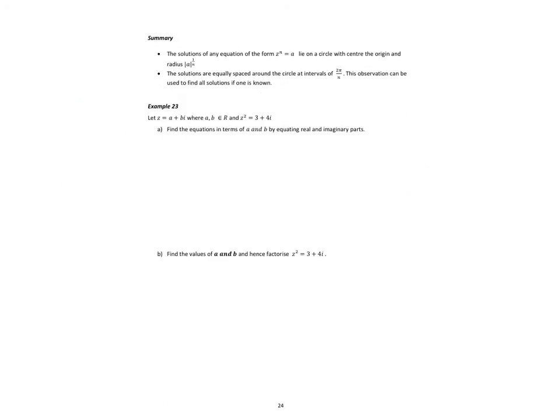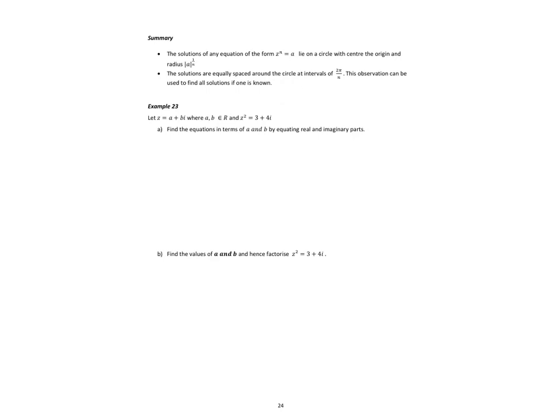All right, so let's have a look at some other applications for it. Let z equal a plus bi, where a and b are real, and z squared equals 3 plus 4i. Find the equations in terms of a and b by equating real and imaginary parts. In other words, take the steps to solving the equation. So we're going to approach it in a different way.